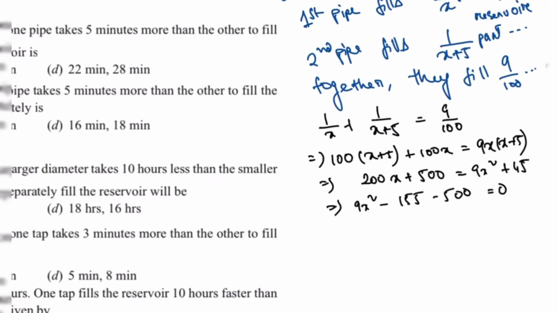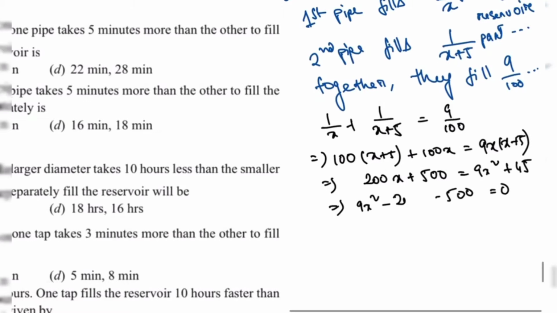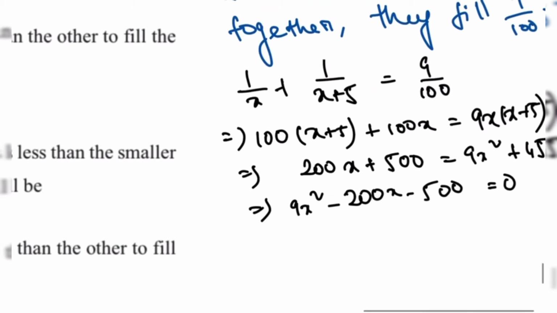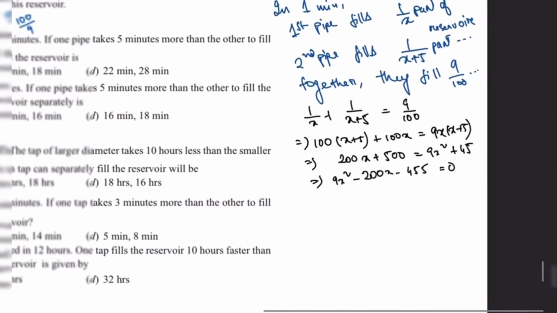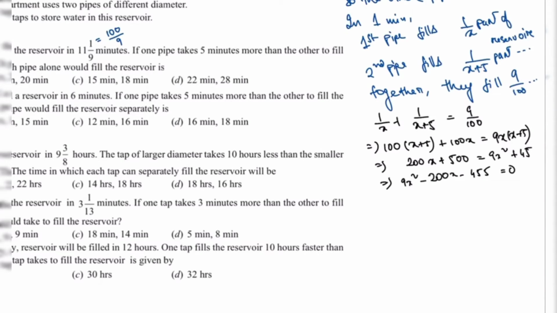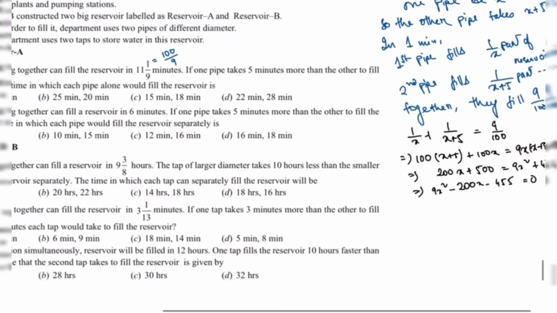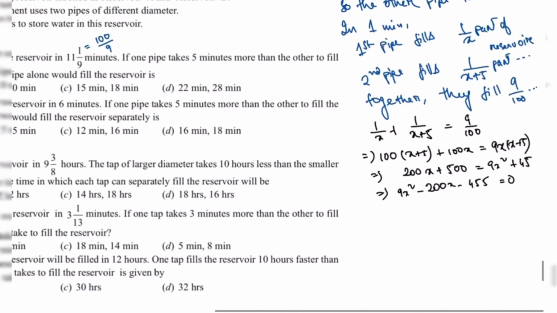I have a feeling that okay, sorry, 9x square minus 200x minus 455. So, okay, right. Let us check. The 2 should be 200 by 9 minutes, which none of them are actually matching here. So it must be the case that we have made some mistake.